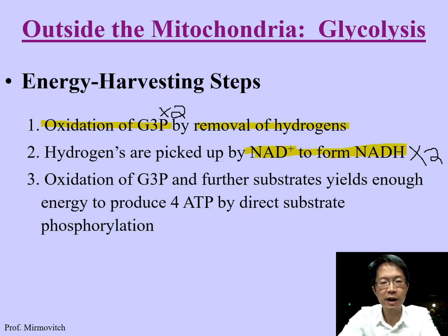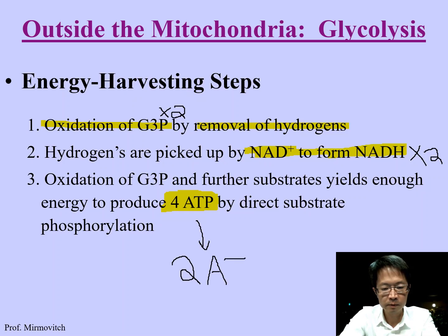So that's the oxidation of G3P and further substrate. Here we simplify the 10 steps of glycolysis so that you don't need to suffer that much. The result is that we make 4 ATP. It's like doing business: we invest $2 in a business, and then we get back $4 as the profit. Because we invest 2 and get back 4, the net gain is only 2. The net gain of glycolysis is only 2 ATP.